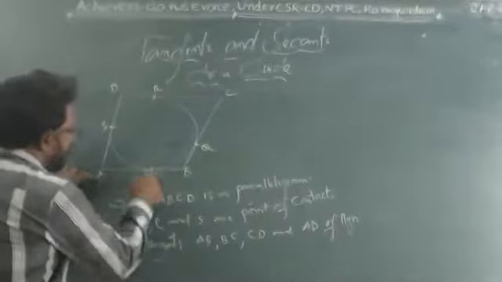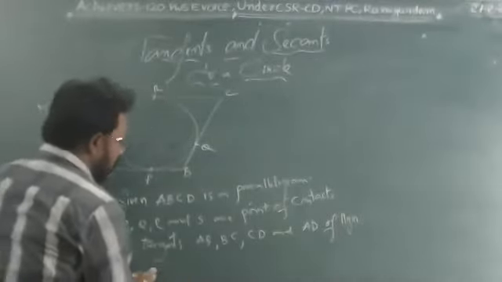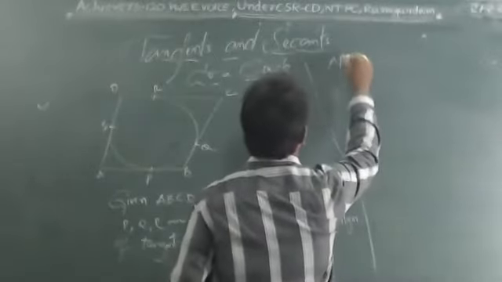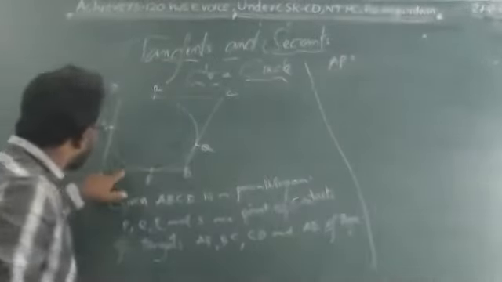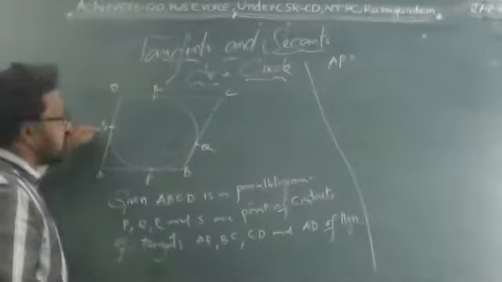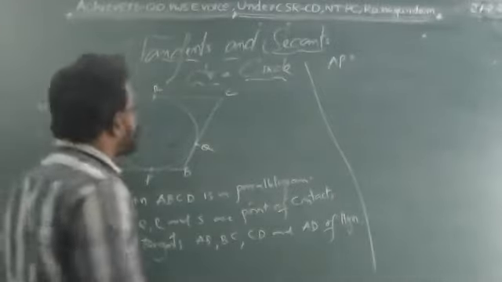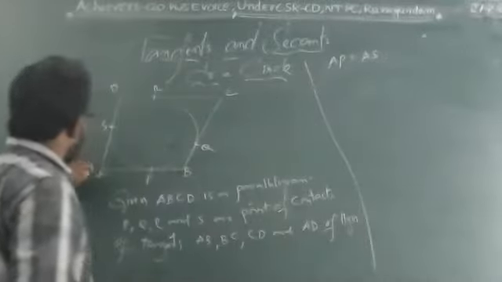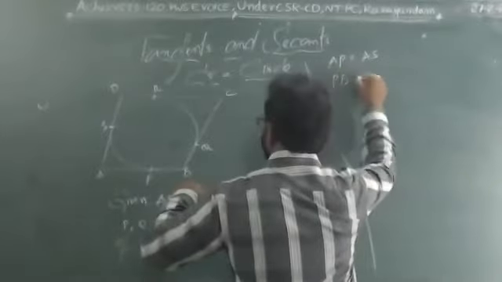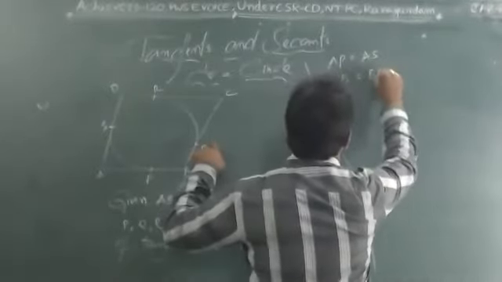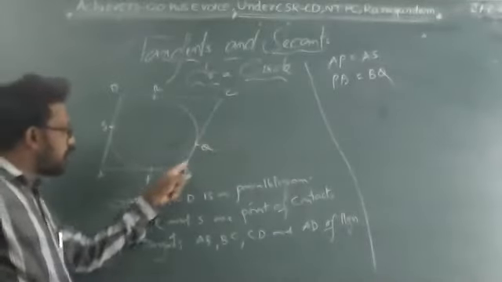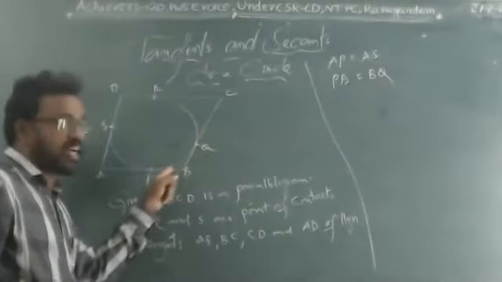Let us take AP. AP is one of the tangents, and the other is AS, also a tangent. So AP is equal to AS. PB is equal to BQ, because from the external point the two tangents are equal.